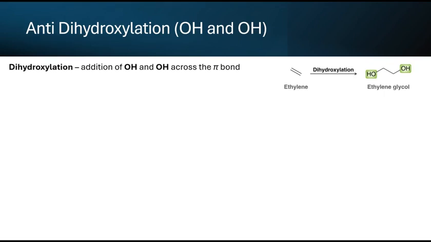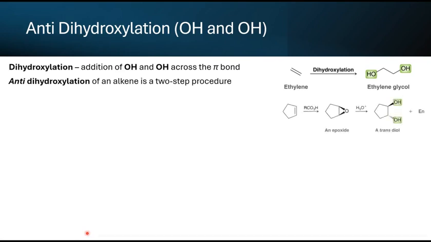Anti-dihydroxylation, the addition of two OH groups across a pi bond. Ethylene can undergo the process to form ethylene glycol, or a diol. Anti-dihydroxylation of an alkene is a two-step procedure. The first step results in an epoxide. The second step results in the anti-addition of the OH groups, or a trans diol, like we see here.